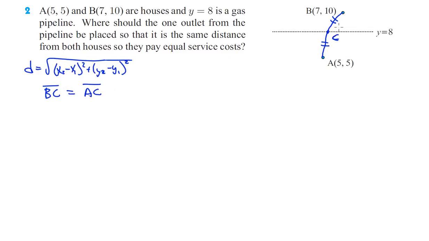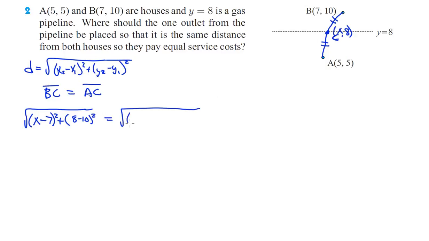Okay, so the distance from B to C is going to be, let's see, this point right here, point C. We don't know the X, but we do know that the Y is 8. So let's call that point X and 8. So to make it a little bit easier for us later, let's go X minus 7 squared plus 8 minus 10 squared. Okay, that's our BC. And then we now know that that should equal the distance from A to C, right?